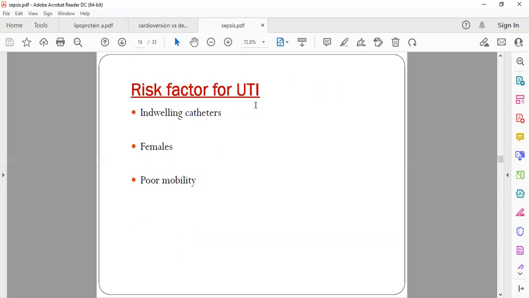Risk factors for UTI: patients on indwelling catheters, females, and those with poor mobility who are bedridden have more chances of getting urinary tract infections.